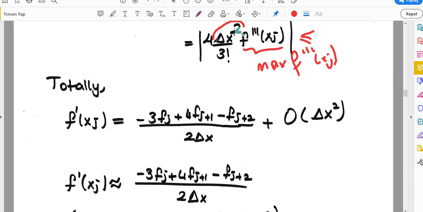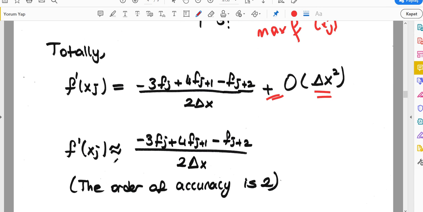So totally, you are focusing not on the constants but on the delta x expression. So delta x to the power 2, this denotes, because of the addition I'm using, this is equal. If I don't want to use the order of approximation, then it turns into the approximated value. What I can say about it is that you can find f prime xj using 3 nodes, which gives you order of accuracy 2.